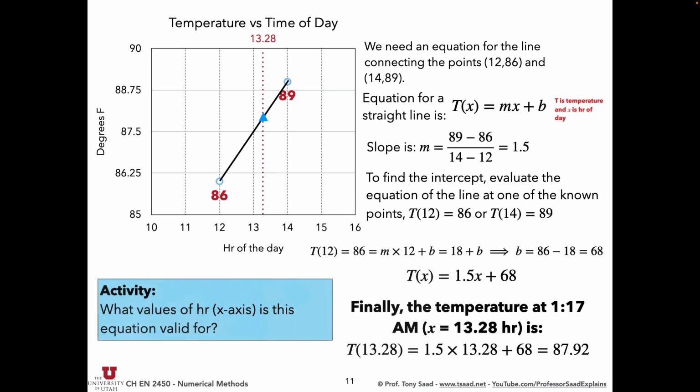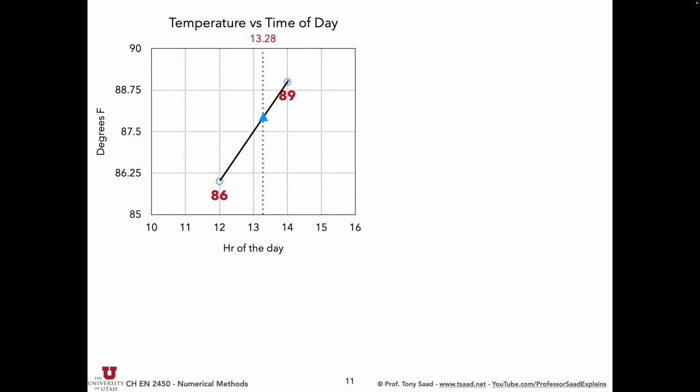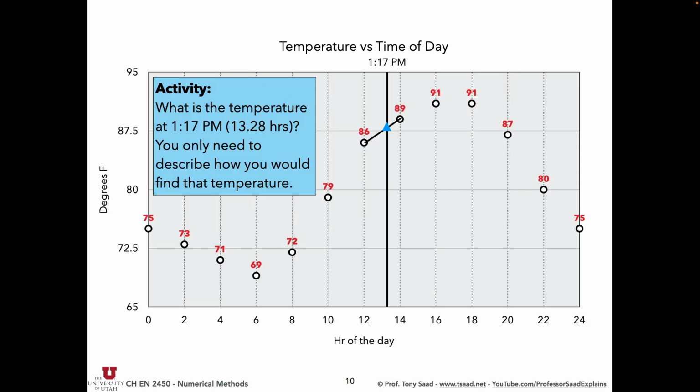So now the question: what values of hour, or the x-axis, is this equation valid for? Can I apply this at 11 o'clock? Why not? It may not have the same slope. If we're doing straight lines between those different points, we probably don't have the same slope between these 86 and 89 and the other 2 points. And in fact, that's true. When you go to 12, 11, and 10 o'clock, you have an entirely different slope.